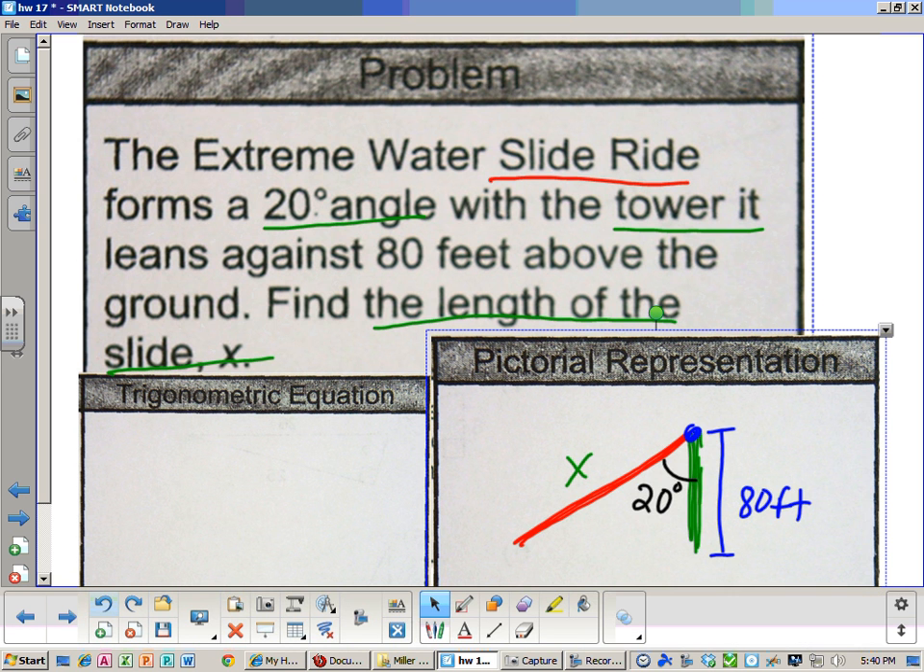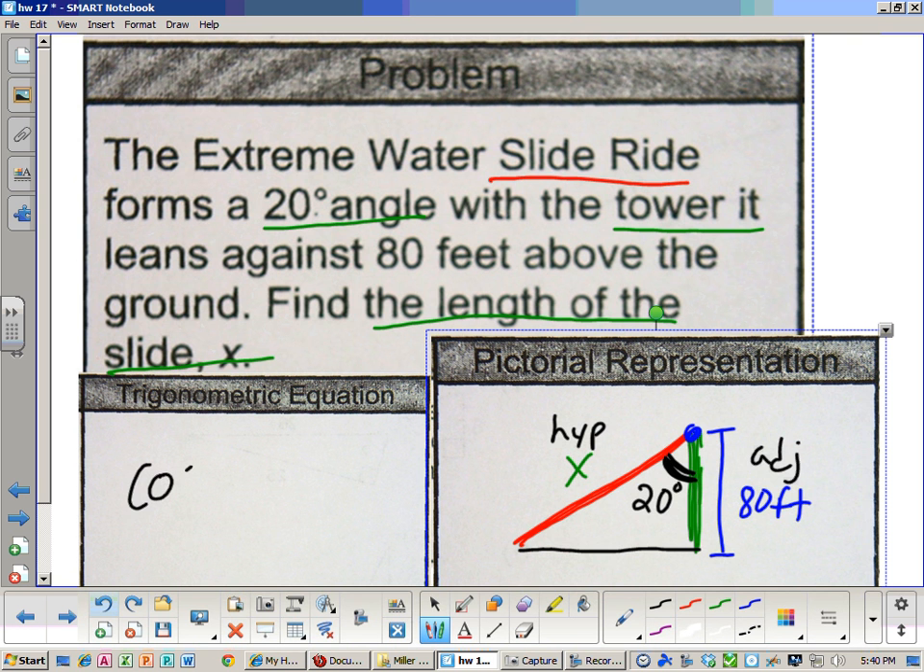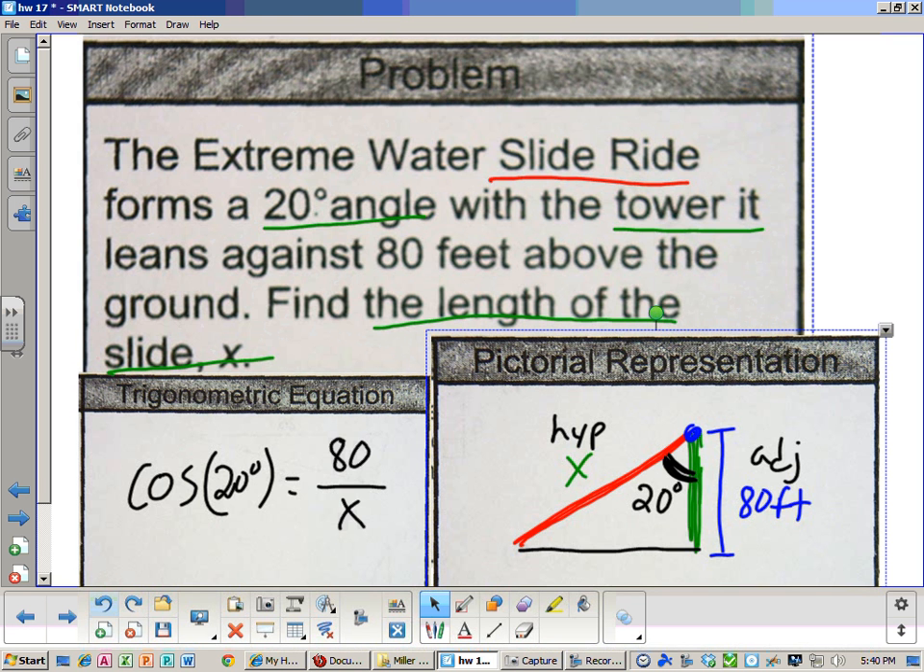So I'm just going to complete our triangle here. And I'm going to note that since this is our angle, then this is hypotenuse. This is our angle, so it's adjacent. So the answer is cosine of 20 degrees is equal to adjacent over hypotenuse, 80 over x. Very nice. All right, next problem.